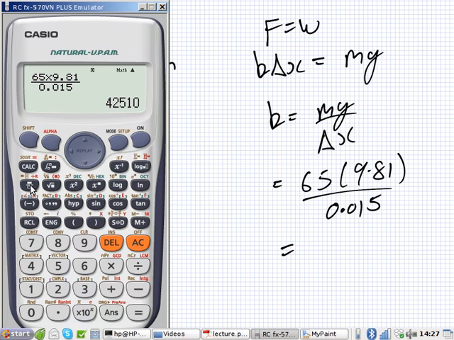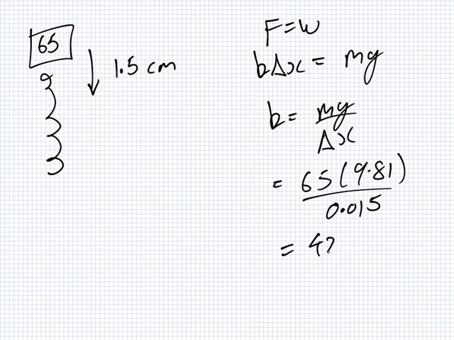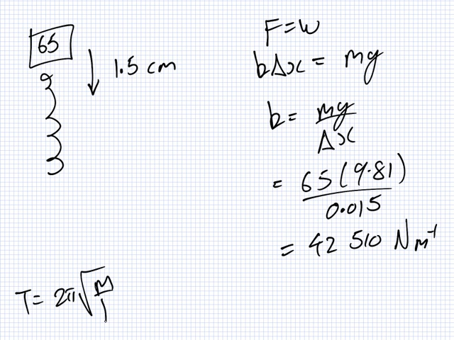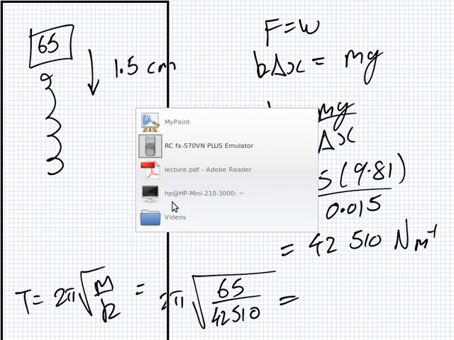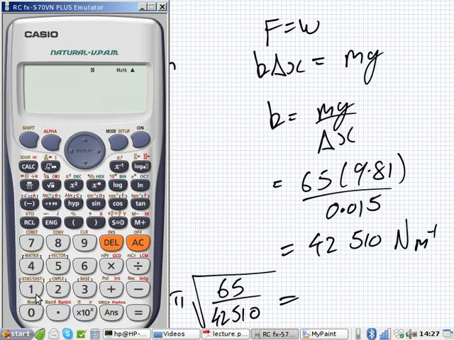So 42,510 newtons per meter is the k. So when the people get out of the car, it wobbles a bit. The time is 2 pi root m over k, which is 2 pi root 65 over 42,510, which equals. For the time. Yeah. Yep.